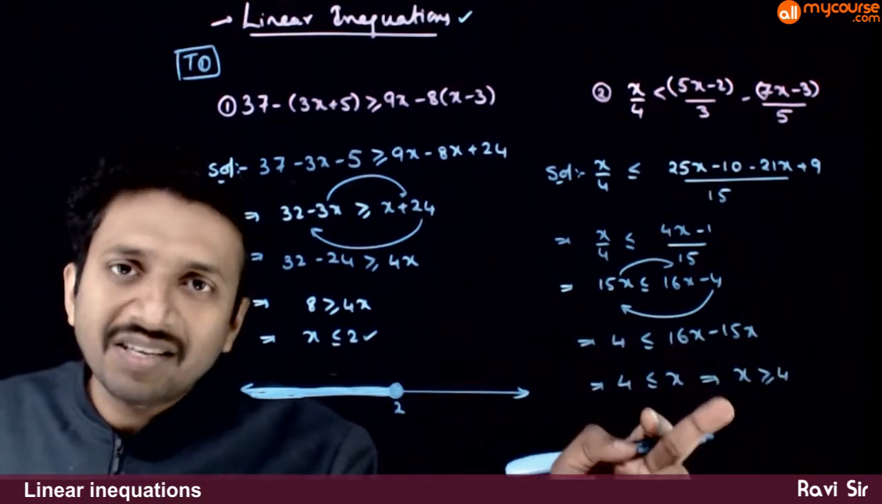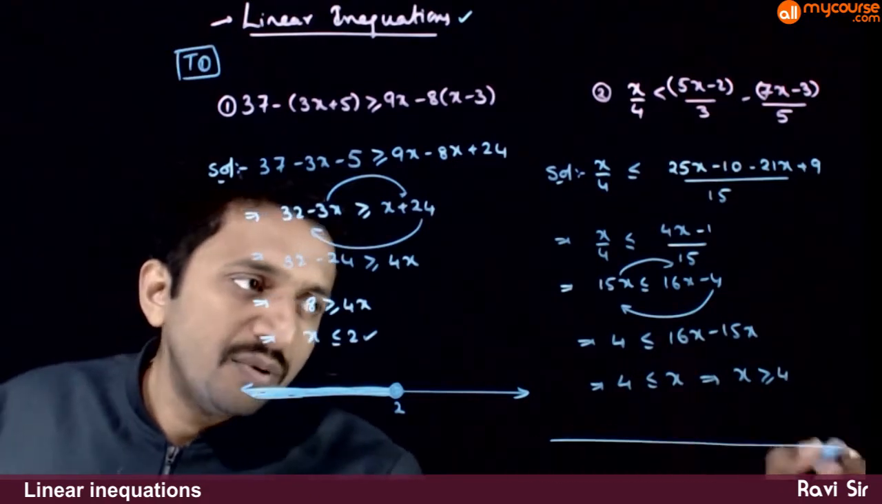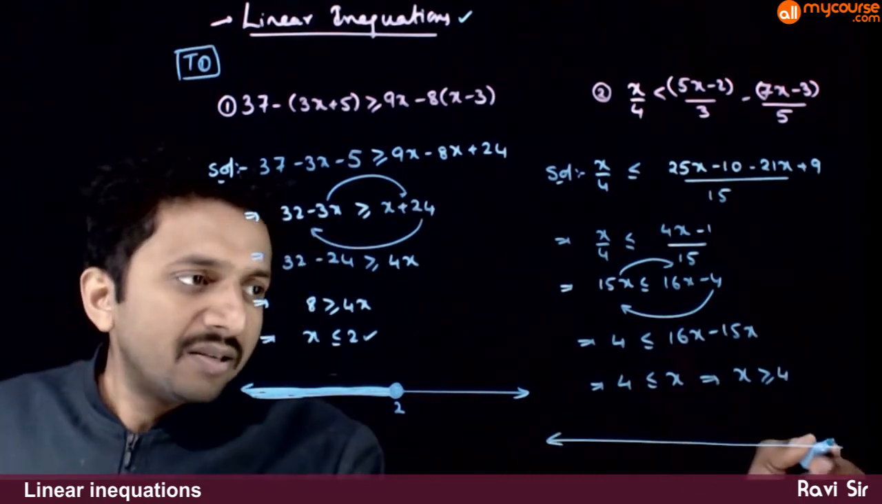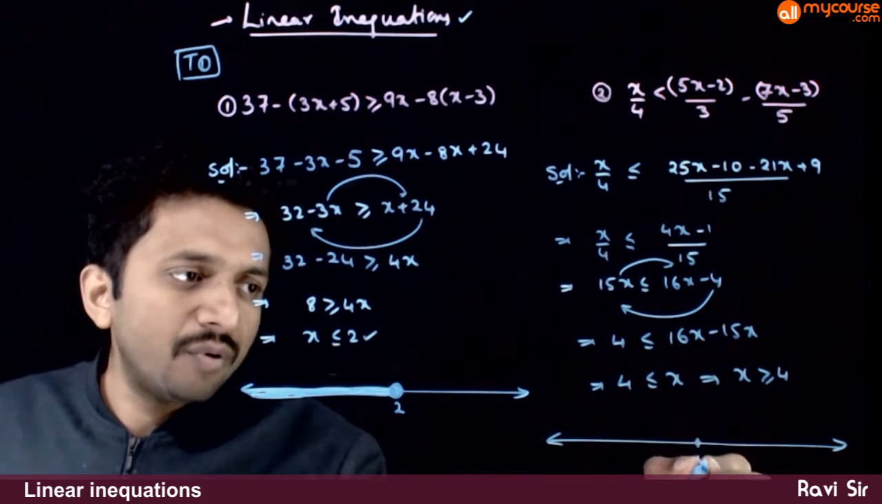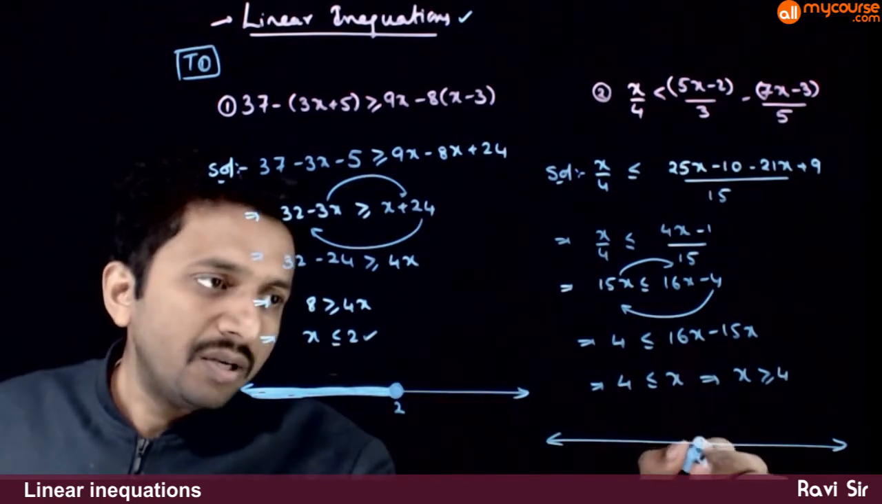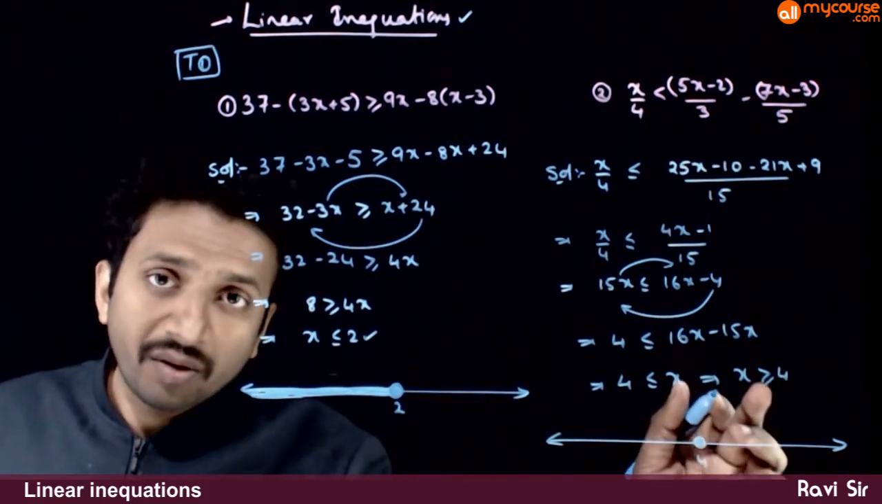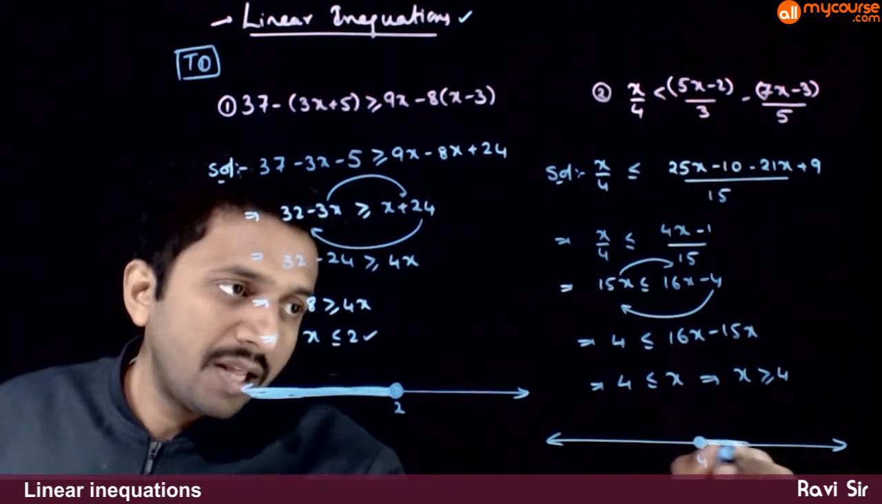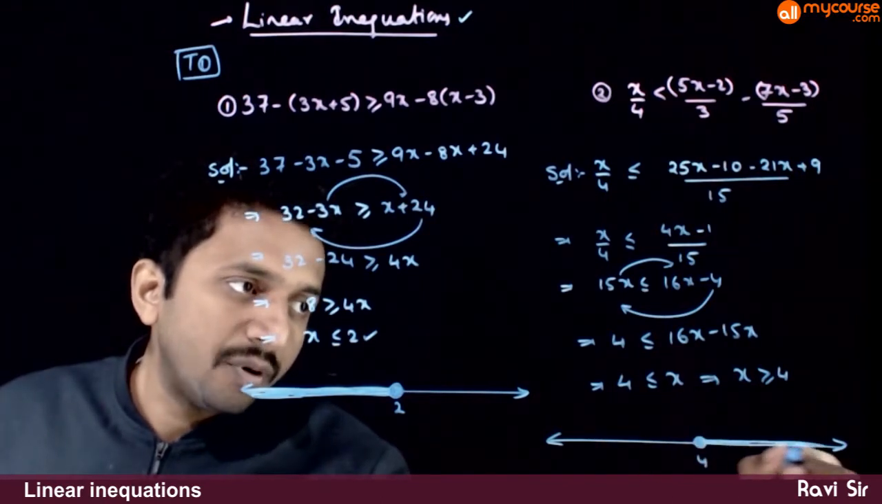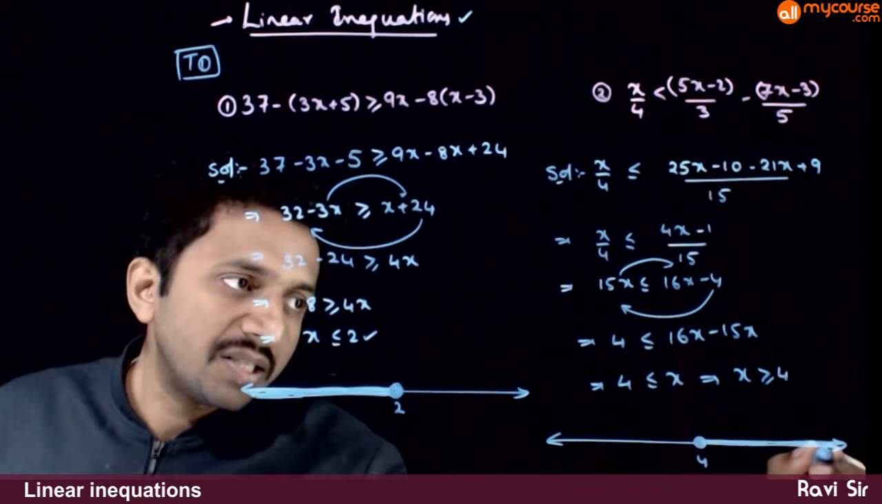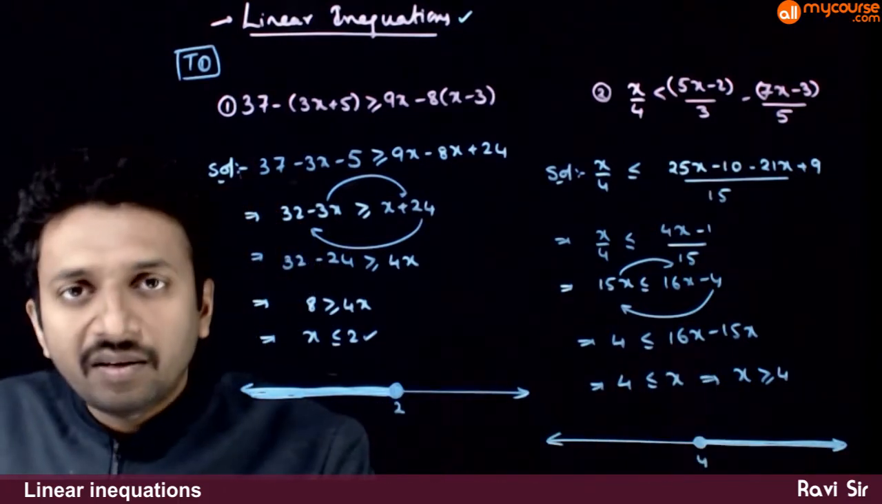So my solution is x greater than or equal to 4. If you are asked to plot it on a real number line, on the real number line you have 4 somewhere here. You just need to take a solid dot here because 4 is included, and all the numbers greater than 4 are to be darkened. So you just need to darken this line here.